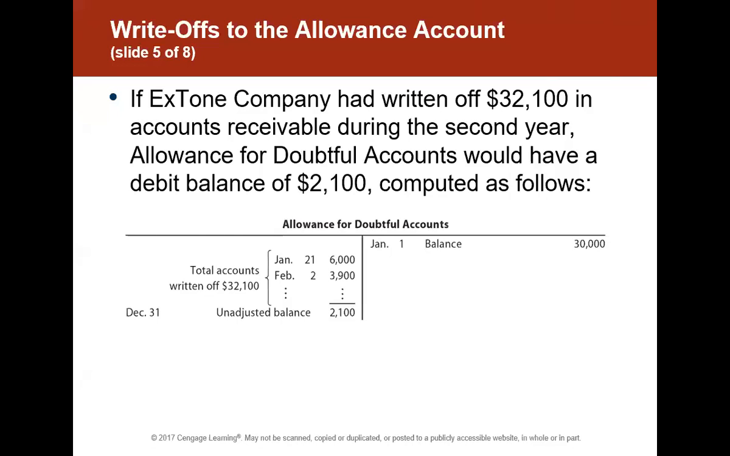So then on the flip side of that, they're showing you what happens if we underestimated. If we actually wrote off more accounts than the $30,000, then we overestimated. So the total accounts written off here was $32,100. So our debits were greater than our credits. So that's bad, right?